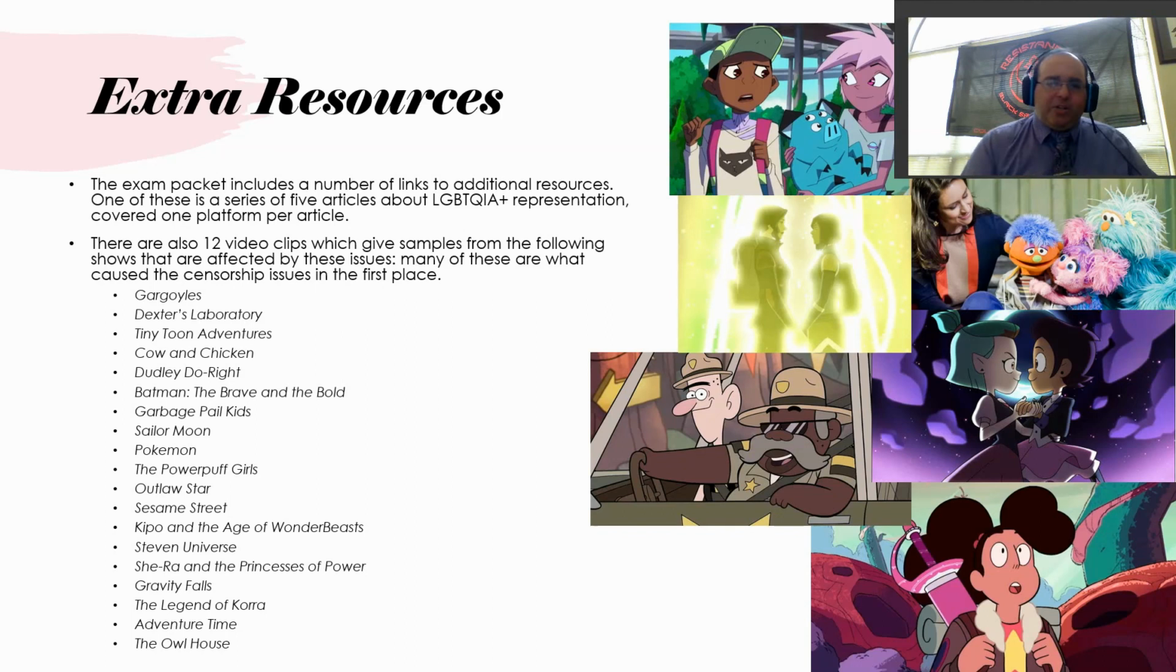Then we have some other shows. Some of these are newer. First off, Kipo and the Age of Wonder Beasts. This was a DreamWorks series that aired on Netflix. We have a character who is openly gay in this show. All right, Steven Universe, obviously. Not only do you have the issues, you have Garnet, you have a lot of the lesbian representation.